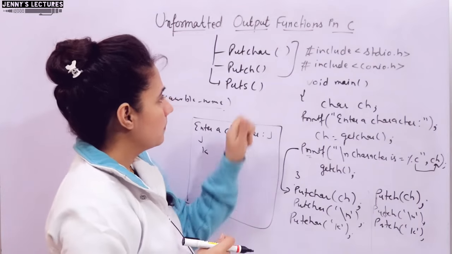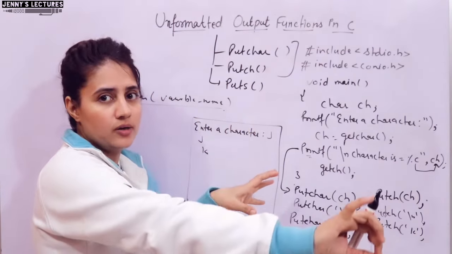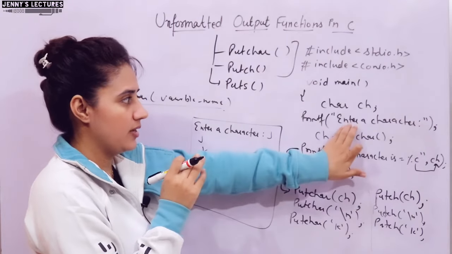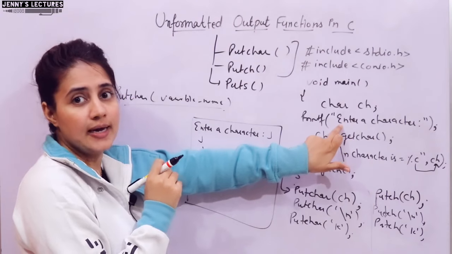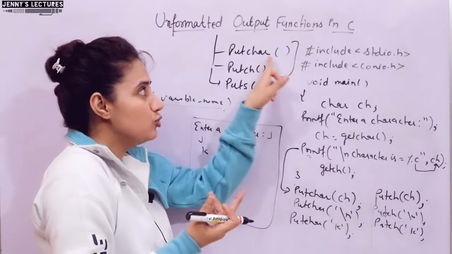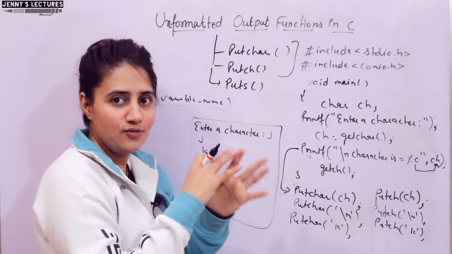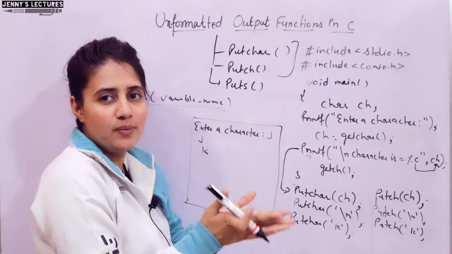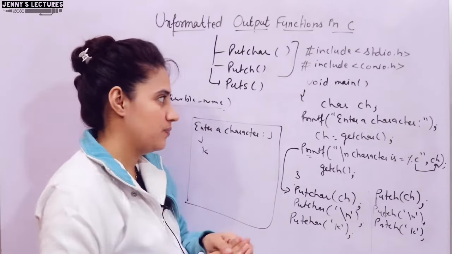Now next is puts. Suppose I want to print a complete string as output, just like that. "Enter a character" is a string, not only a single character. So we cannot use putchar or putch to print this. Actually, yes, we can use putchar, how? In a loop. If you write putchar in a loop, obviously it will accept the characters one by one until the loop ends, right?